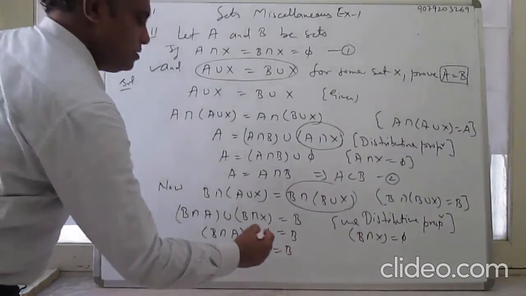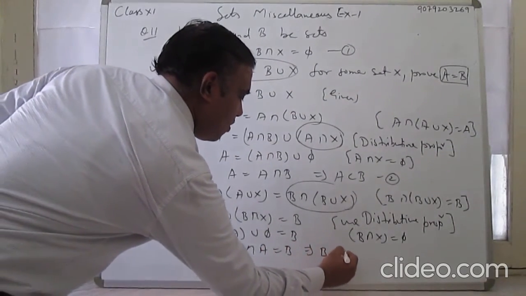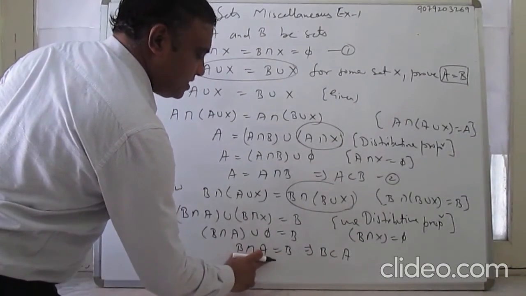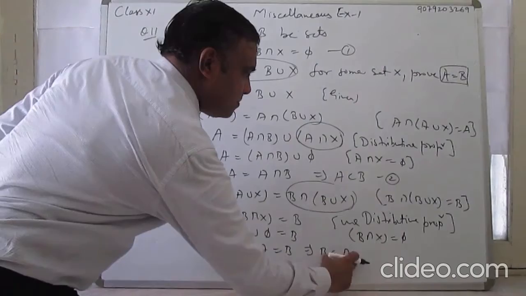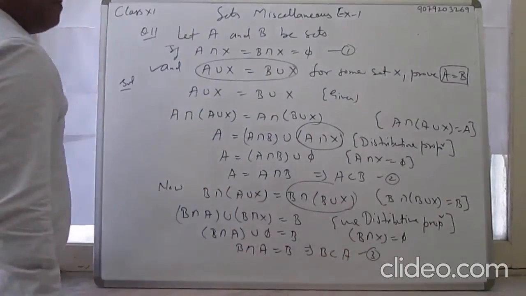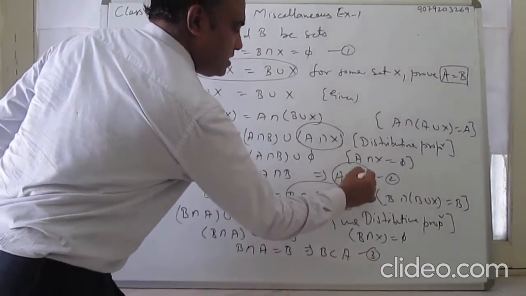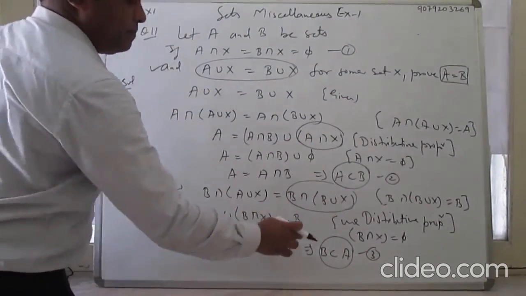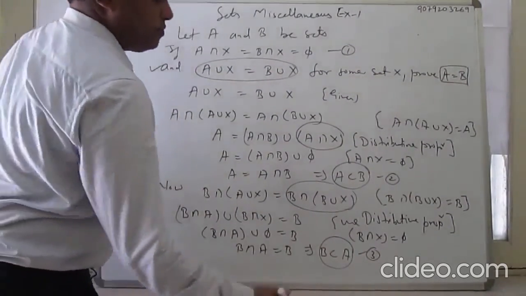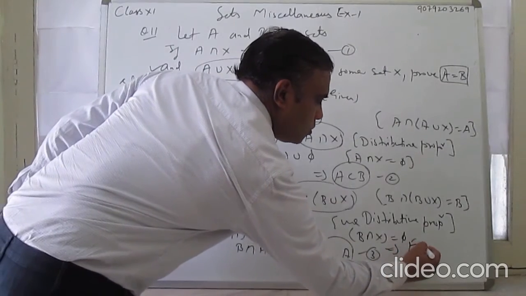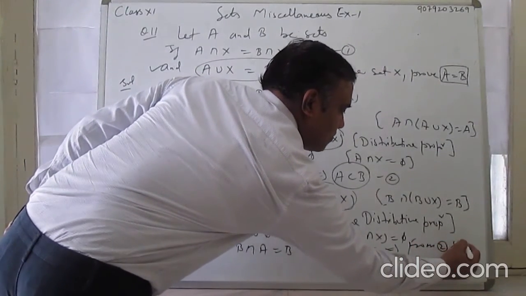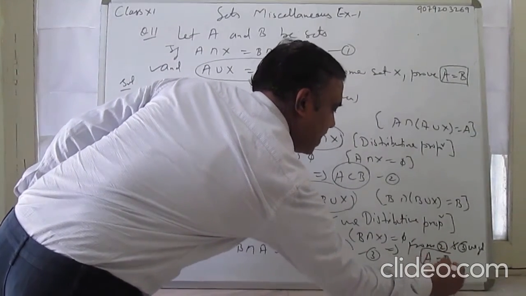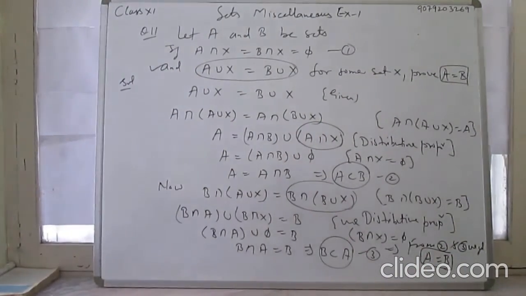This implies B is a subset of A, so B intersection A is equal to B. This is 3. From 2 and 3, we can say that A is a subset of B and B is a subset of C. From these two, from 2 and 3, we get A is equal to B.